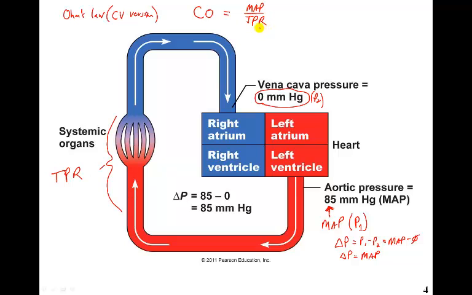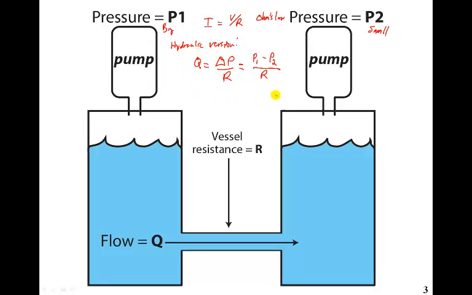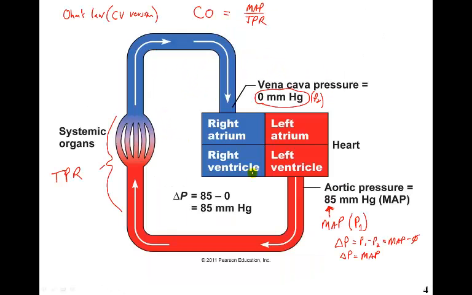Okay, this is the same equation basically as this one: flow is equal to delta P over R. So delta P is mean arterial pressure, R is TPR. So cardiac output is equal to mean arterial pressure divided by TPR. And then rearranging this, you can also say mean arterial pressure is equal to cardiac output times TPR, or TPR is equal to mean arterial pressure divided by cardiac output, right? All those are just rearrangements of the same equation.